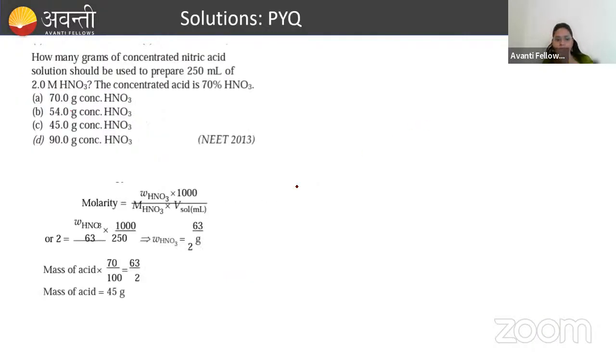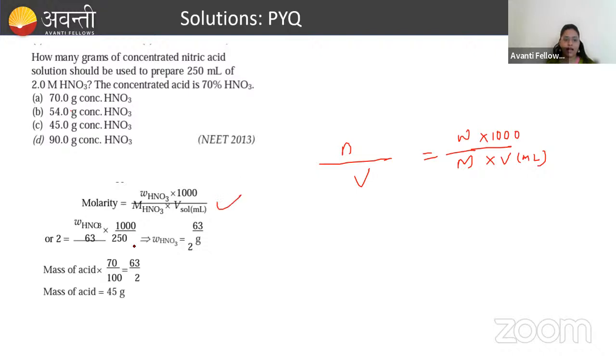So here we have to use the molarity formula, number of moles by volume. But what is the number of moles? Weight upon molecular weight, right? So here comes the volume. If the volume is given in ml, then we have to multiply this equation by 1000. So that's what I have done here.